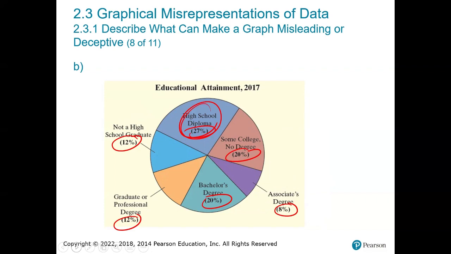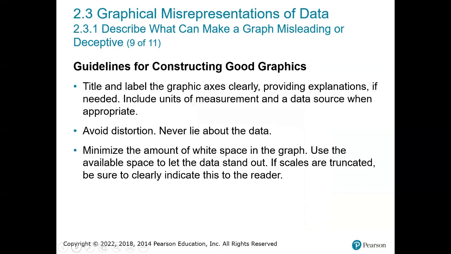All right, so ways that you can construct a good graph. Title, label your axes, explanation if needed, give units of measure. Is it in thousands? Are we measuring feet? Are we measuring volume in liters? What are we measuring? Okay, do not distort or lie about your data. Get rid of any white space, extra area. Don't worry about your scales being truncated to make it happen. You want all scales to be accurate.